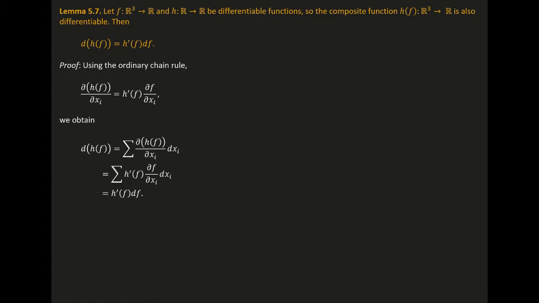Finally, we have the following lemma, which is our chain rule for differentials. Let f be a function on R3 and h be a function from R to R, and suppose that these are both differentiable. Then the composite function h of f is another function from R3 to R and is also differentiable. Then the differential of h of f is h prime of f df.